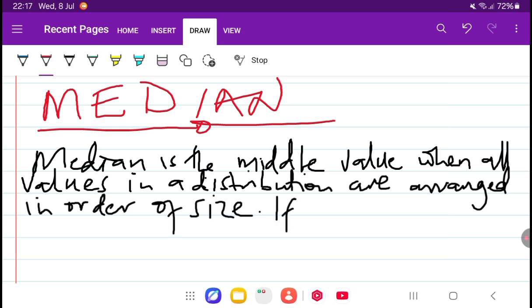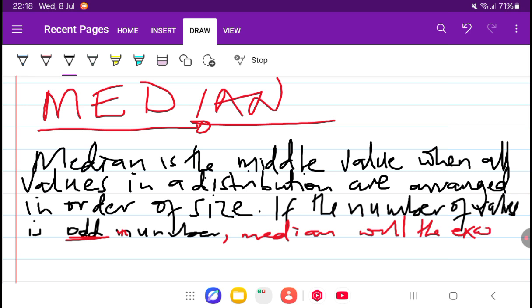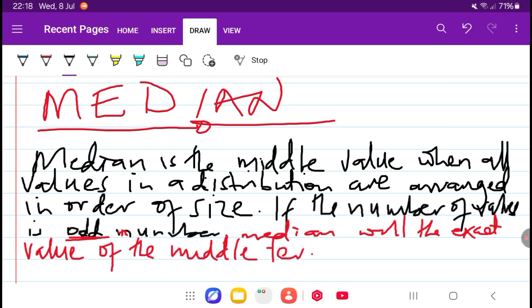If the number of values is an odd number, if you count the numbers and they are odd, then you know that the value that we are going to get as the median will be the exact value of the middle term, so it will be that very number that will be in the middle.